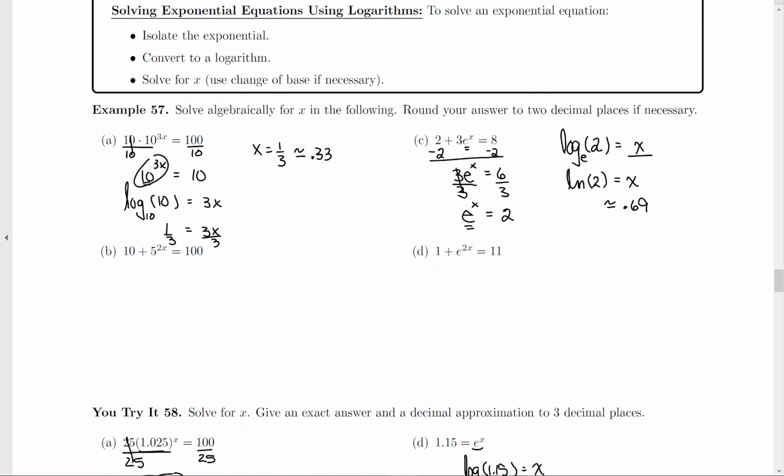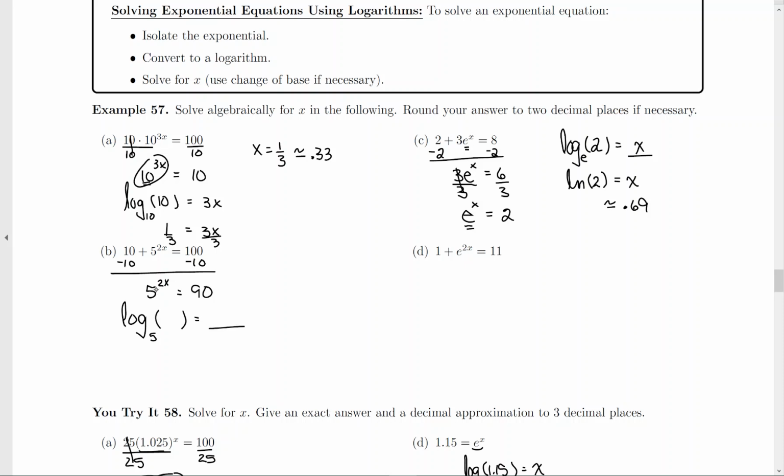Right. Let's take a look at letter B. So again, I see an addition problem, so I'm going to have to use addition-subtraction property to get rid of the 10. It's positive 10, so take away 10. It's an exponential, so I use the word log. Bring down the base. And then once again, fill in.